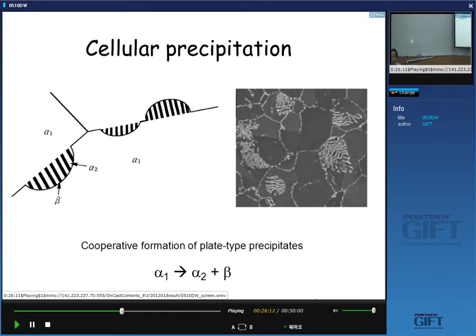Here, the original parent phase is alpha 1, and as the plate type precipitate beta grows, it consists of alternating layers of beta and alpha 2, and beta and alpha 2. Here, alpha 2 has the same crystal structure as the parent phase, alpha 1, but due to the precipitation of beta, the chemical concentration and also the lattice parameter are different from its original phase. This kind of transformation is called cellular transformation. Sometimes it is called discontinuous transformation because there is a drastic discontinuity of the chemical concentration between alpha 1 and alpha 2 at this boundary and this boundary.